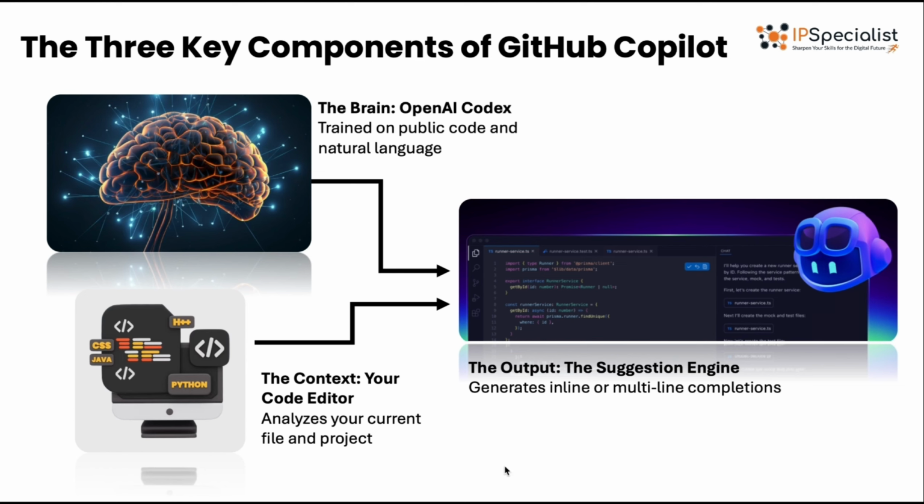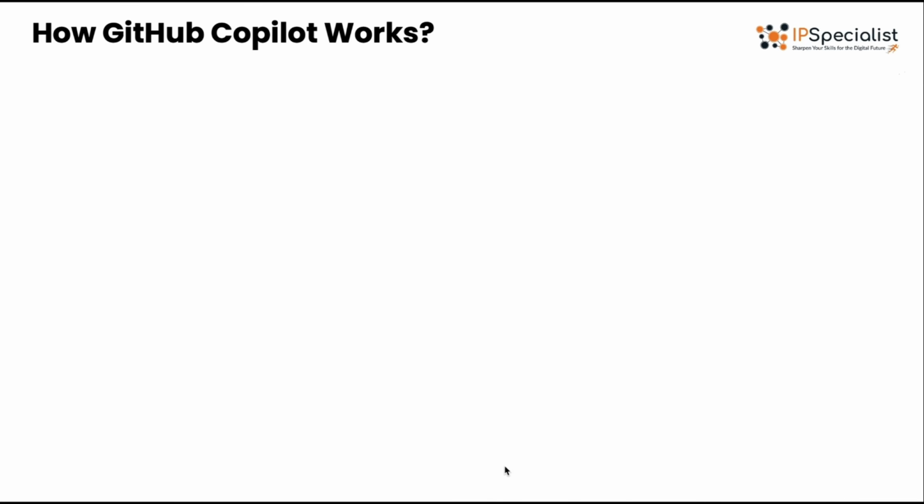Together, these three components, the brain, the context, and the output, make GitHub Copilot more than just autocomplete. It's like an AI pair programmer that combines global coding knowledge with your local project to keep you moving faster and learning along the way. Now that we have broken down the three main components, the brain, the context, and the output, let's connect the dots and see how they actually work together in practice.